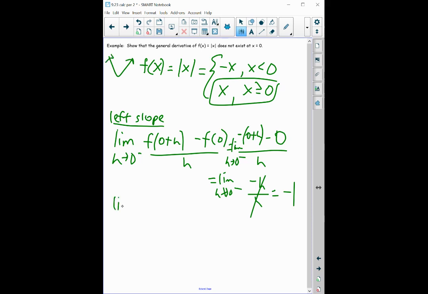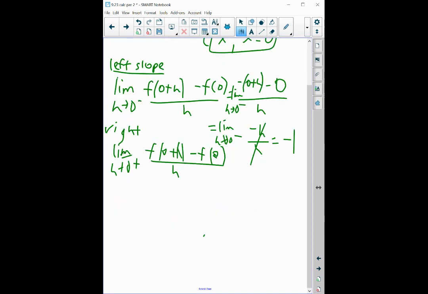Okay. Now if I find my right slope, I'm going to take the limit as h approaches 0 from the right of f of 0 plus h minus f of 0, all over h. Okay. So now my f of 0 hasn't changed. It's still 0, which is nice.